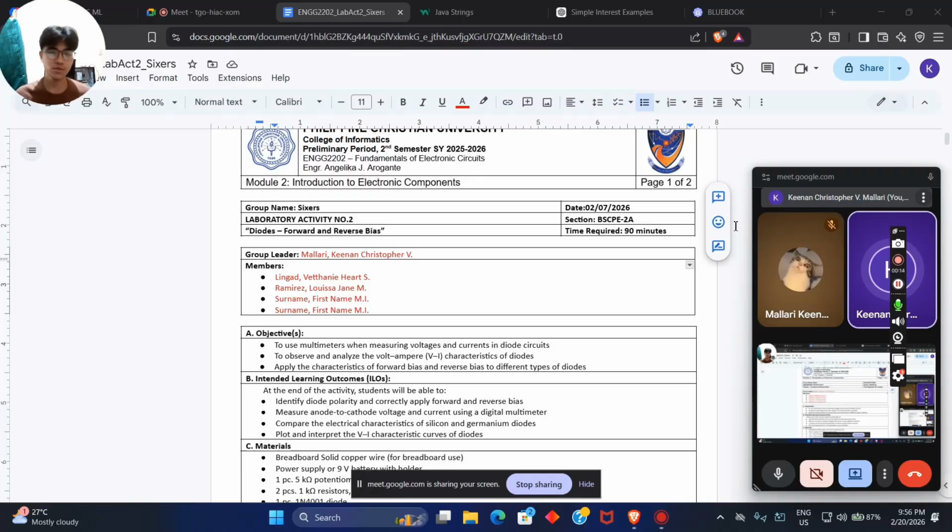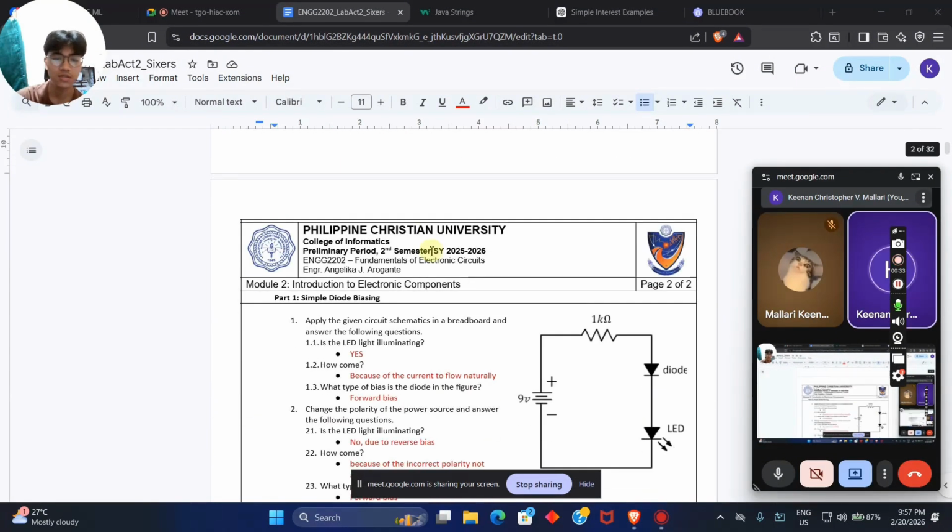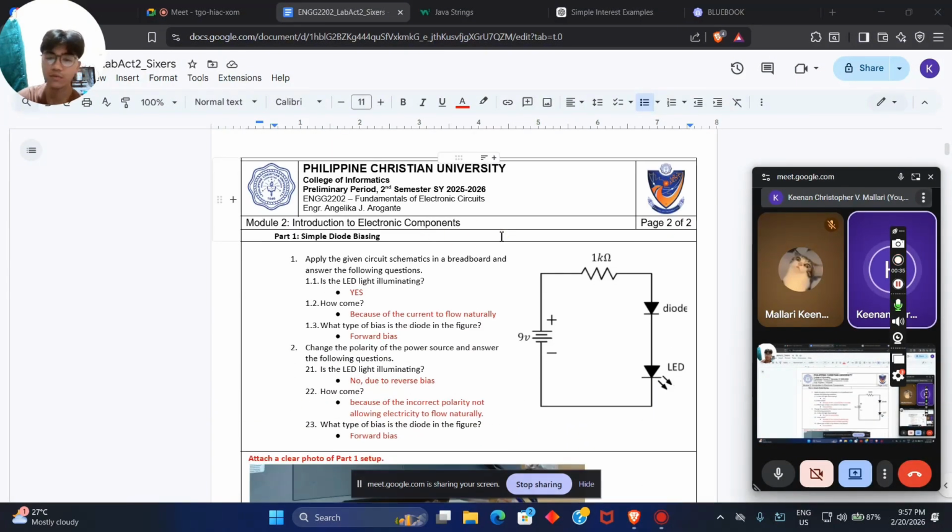It's time for us to present. Our group name is Sixers, and we are ready to present our laboratory activity number 2. This is for diodes regarding the forward and reverse bias of a circuit. To start, let's go directly to part 1.